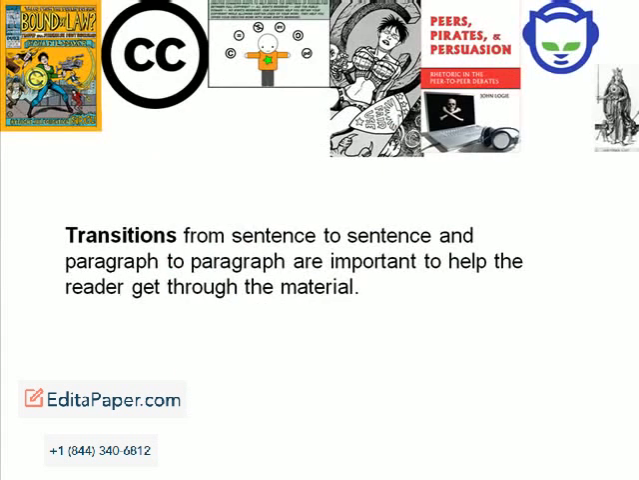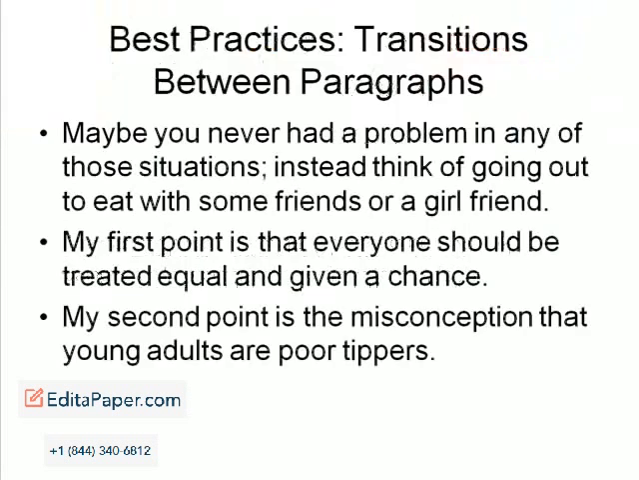Transitions from sentence to sentence and paragraph to paragraph are important to help the reader get through the material. And these are some first sentences in paragraphs where the author is referring back to what was said before. Maybe you've never had a problem in any of those situations. Instead, think of going out to eat with some friends or a girlfriend. When they say, maybe you have never had a problem in any of those situations, it has to be that in the previous paragraph, those situations were described and defined.